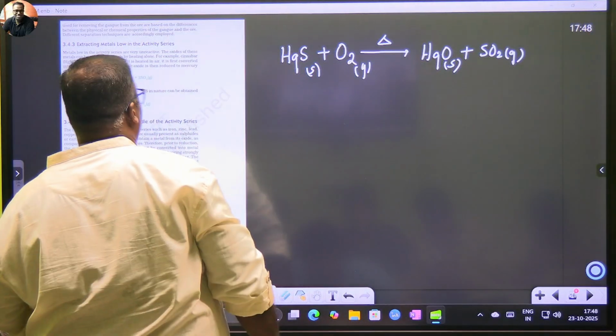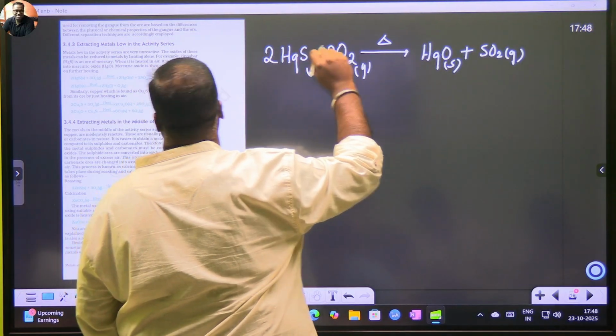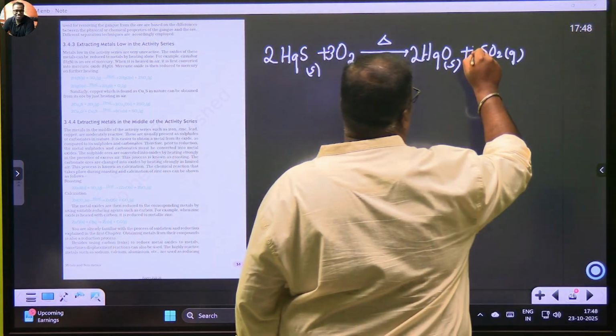Remember the balancing. If you practice it properly, it will be coming quickly. Otherwise, वहाँ पे hit and trial मारने की कोशिश मत करो. आपका time लग जाएगा. How many sulfurs? 2 sulfurs, 2 mass.